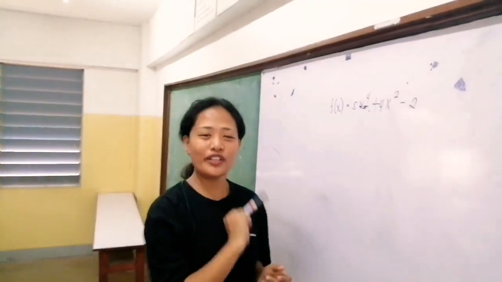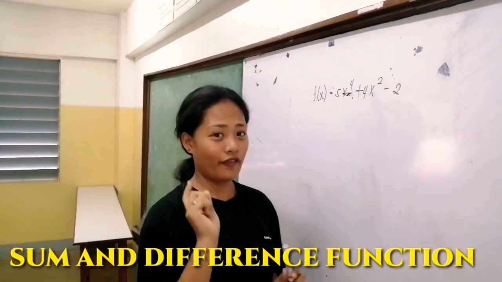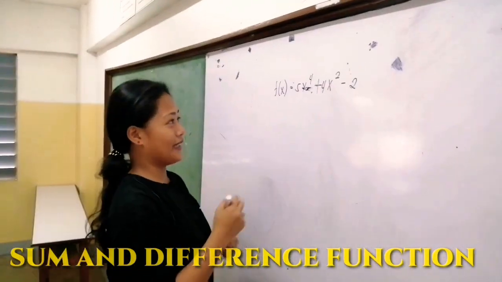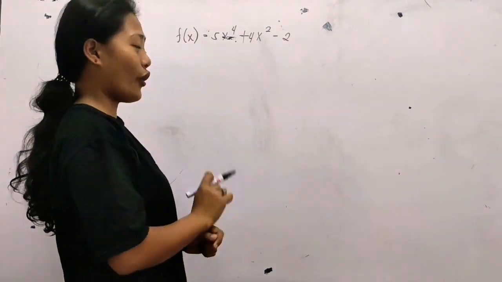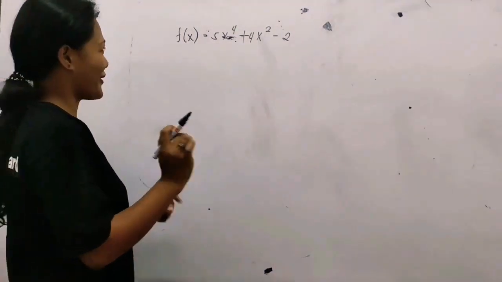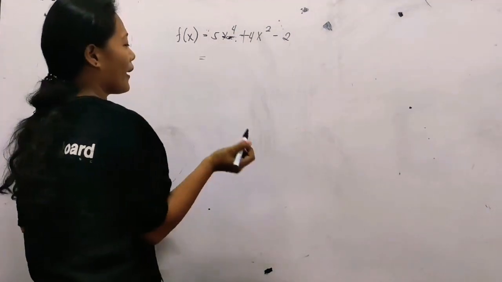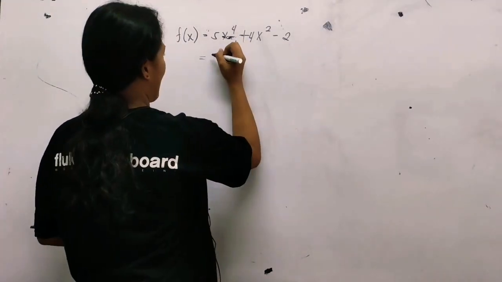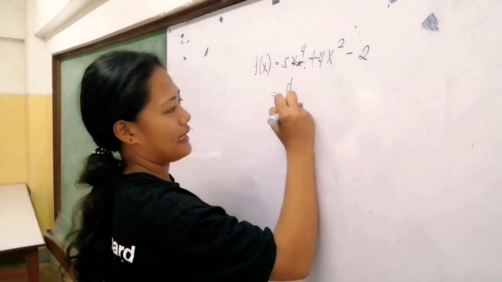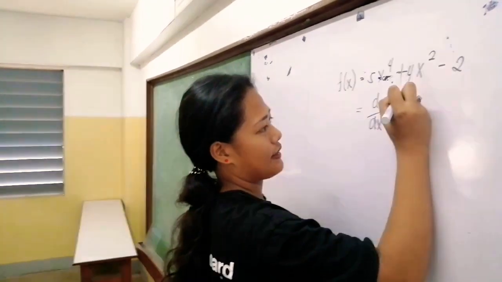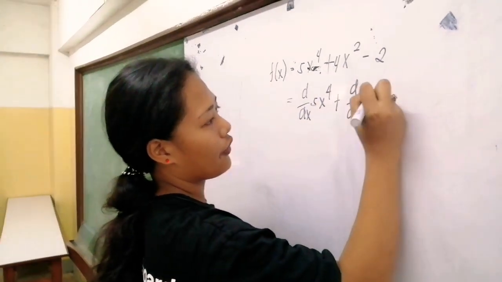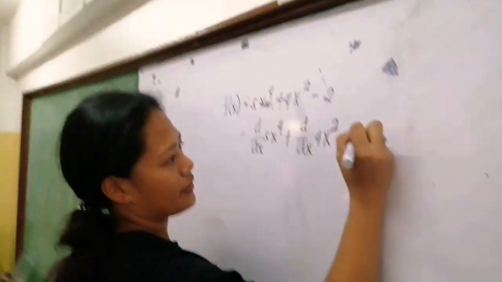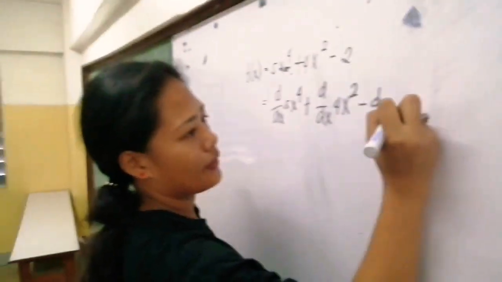So I'm going to teach you the sum and difference function. The first example is f of x equals 5x to the power of 4 plus 4x squared minus 2. Before that, we take d over dx of 5x to the power of 4, plus d over dx of 4x squared, minus d over dx of 2.